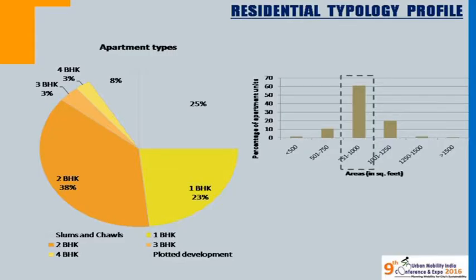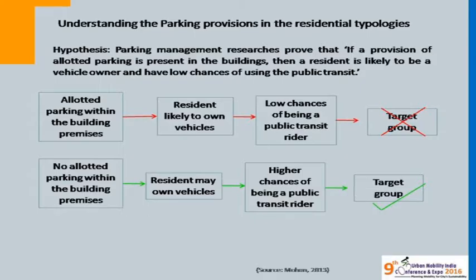We even tried to understand the kind of parking provisions that the housing typologies had. The basis for it was that if there is allotted parking in the premises, then a resident is likely to use his own private vehicle rather than the BRTS. So the chances of him using public transport are less, and he does not become a target group. But if there is no allotted parking in the premises, maybe the resident would not use his own vehicle and would use the BRTS. So he may be a target group.